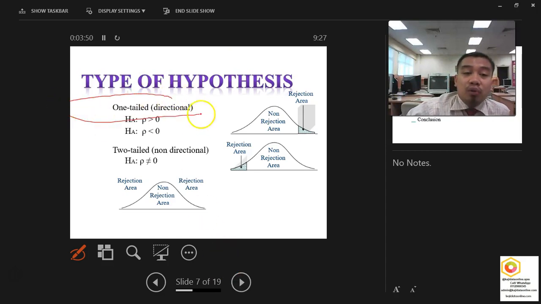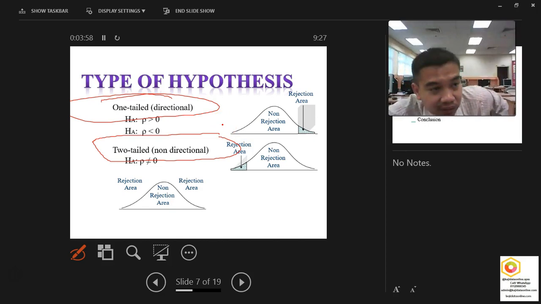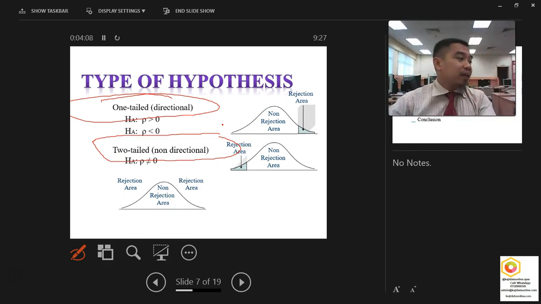So we have 2 types of hypothesis direction. The first one we call a non-directional hypothesis, and the second one we call a directional hypothesis. Non-directional means that you are not sure which one is faster than which one. For example, I say that BMX differs from BMY. I am not saying anything about the direction. Therefore, that one we call the non-directional hypothesis.